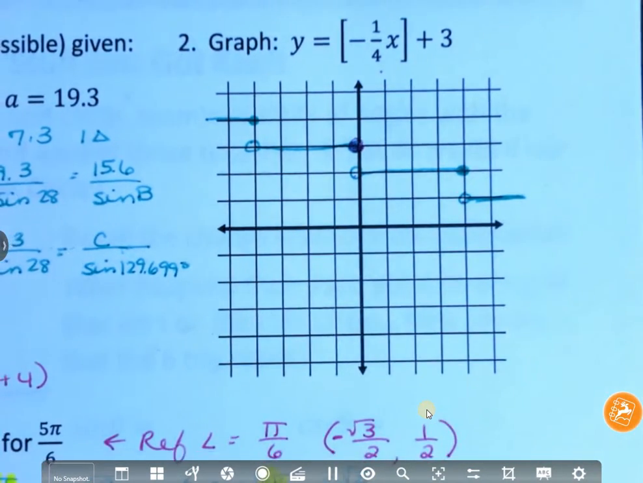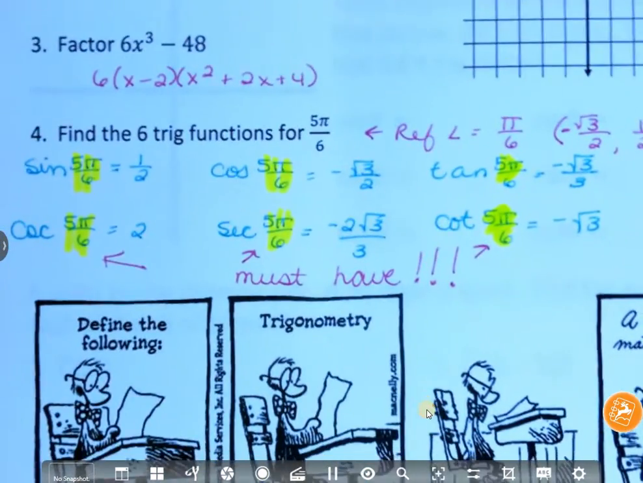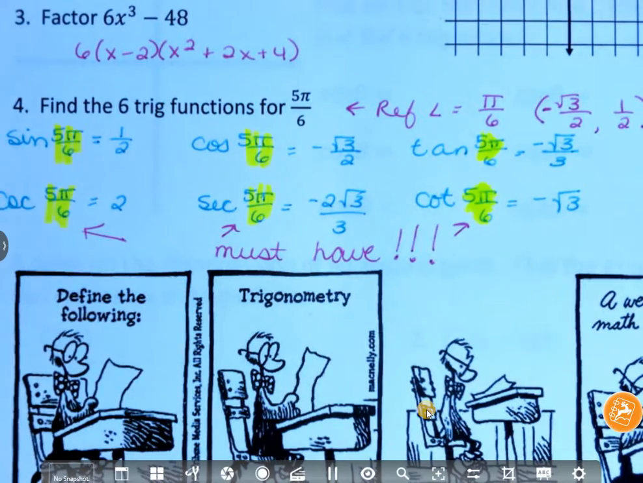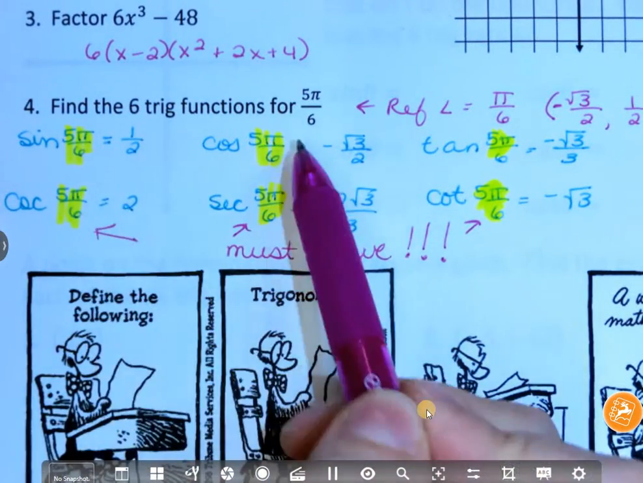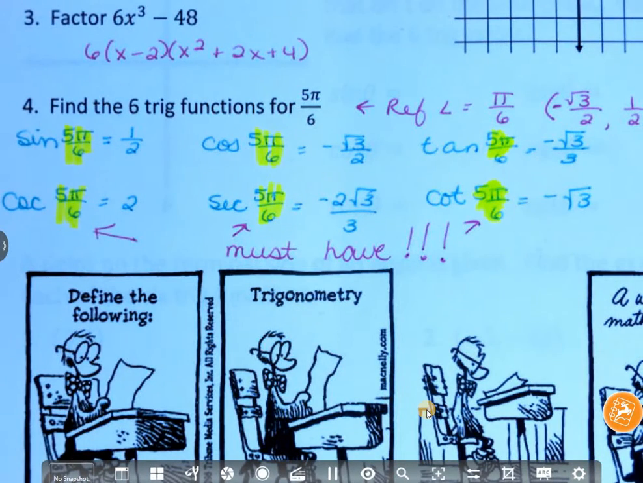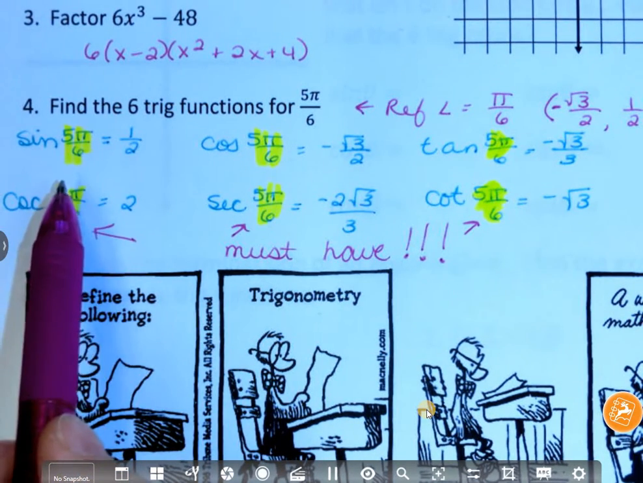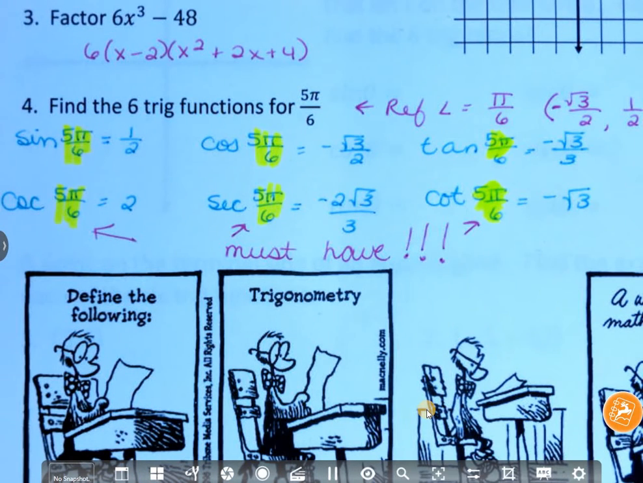Okay? And one of the main things that jumped out to me while I was checking your homework. If I ask for the 6 trig functions, you must put the angle that you're looking at in there. It is never just sine equals 1/2. Your sine changes depending upon what your angle is. You have to have that angle there. That is a requirement. You leave that off, you're leaving off serious points.